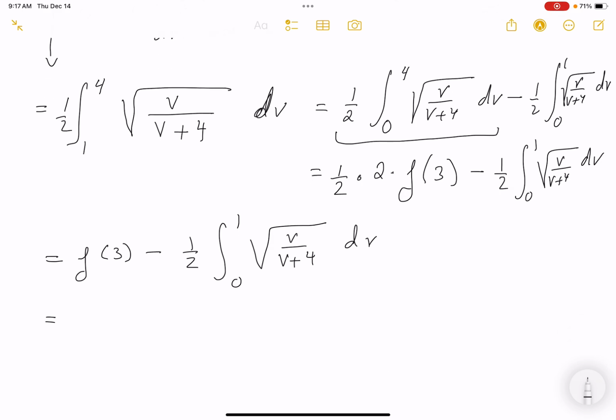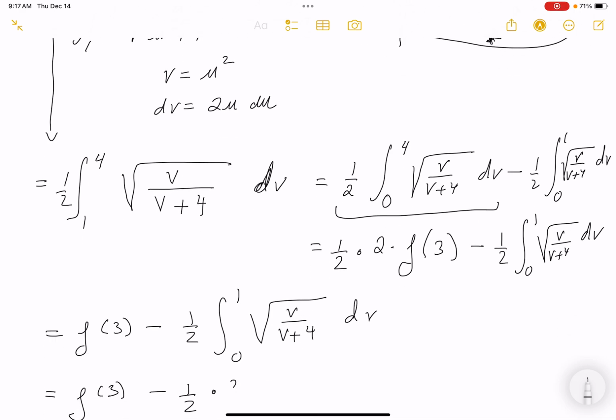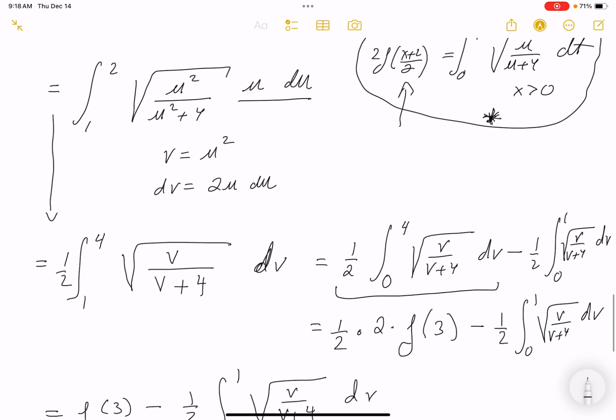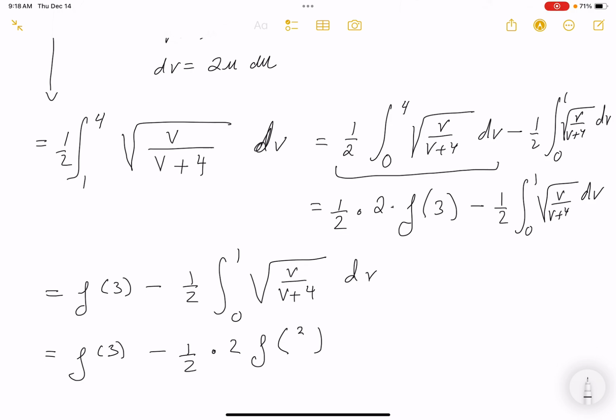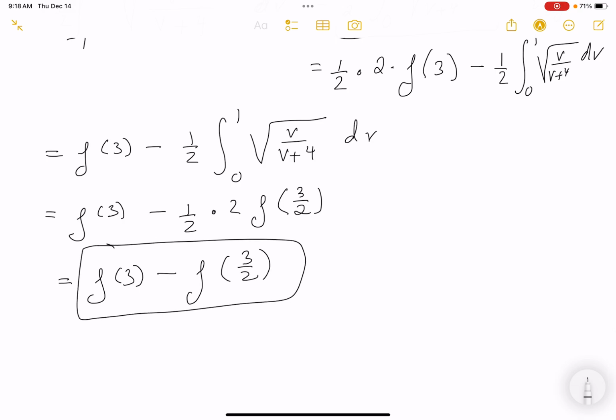Let's write it down. So this is f of 3 minus 1/2 times 2 f of, and now what's the x now? The x is 1, right? So what do you get? 1 plus 2, which is 3, so 3 over 2. All right, let's write this down. What do you get over here? f of 3 minus f of 3 over 2. And we're done. The f was a given, so f of 3 minus f of 3 halves, and we're done.